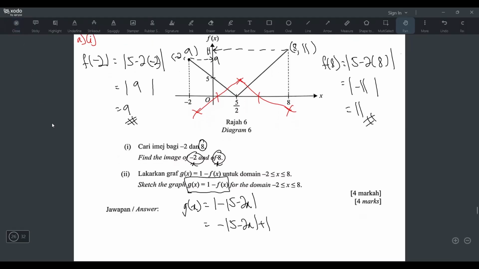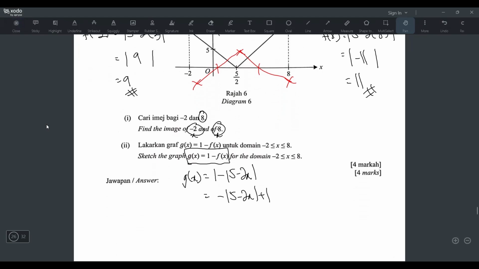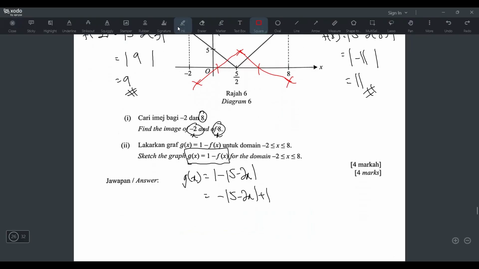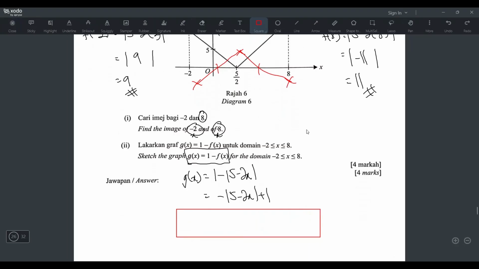But of course, even if you know the shape, you need to know the coordinates also to be able to draw it. So I'll just draw a table. Actually, I don't like tables. Okay, table is fine. You can draw a table, or not, also can.